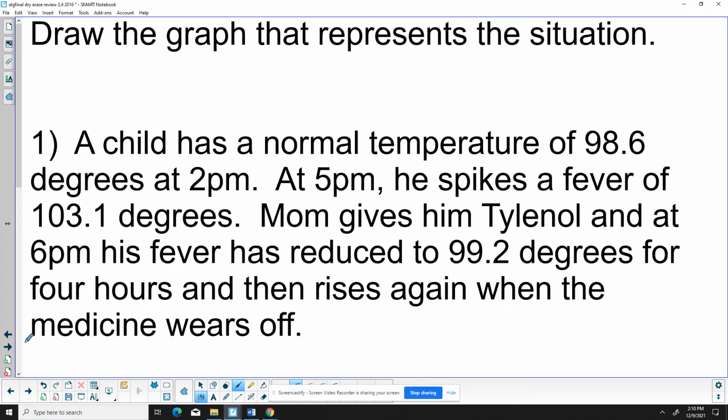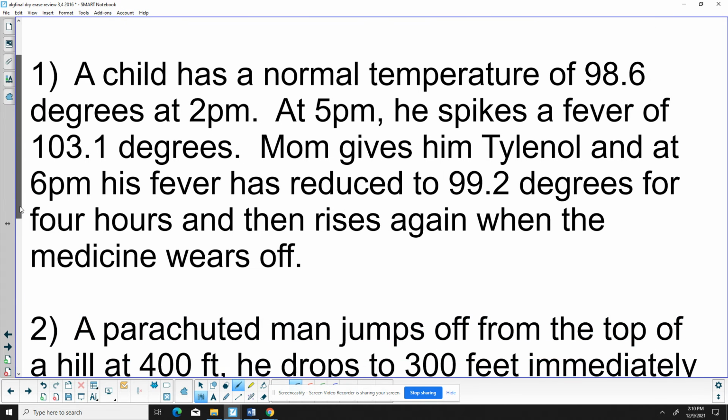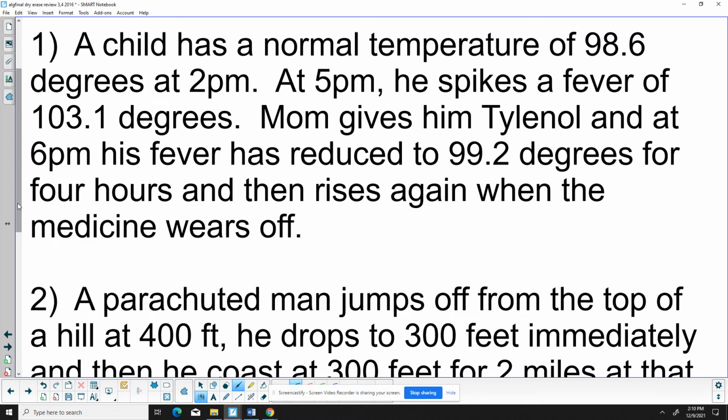Okay, draw the graph that represents the situation. All right, a child has a normal temperature of 98.6 degrees at 2 o'clock. At 5 o'clock, he spikes a fever of 103.5 degrees. Mom gives him Tylenol, and at 6 o'clock, so not very long later, his fever is reduced to 99.2 degrees for 4 hours and then rises again.